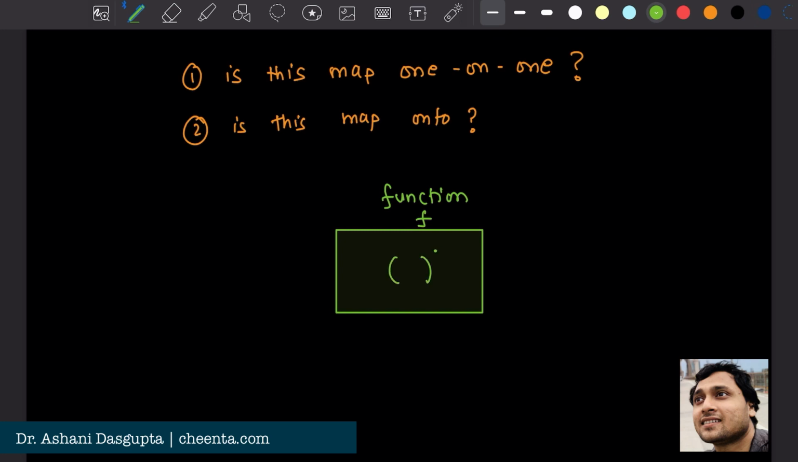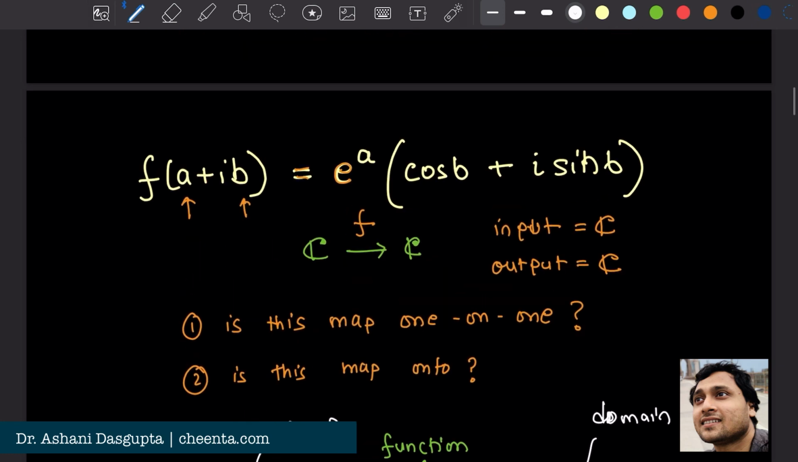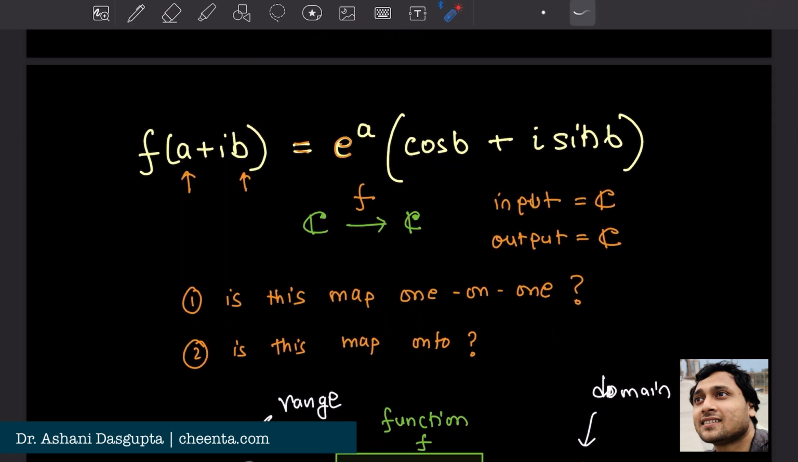It can do things like squaring. So if I input the number 3 here, the output will be 9. So the set of input values, often known as the domain, and the set of output values, often known as the range. In this case, we can choose it to be real numbers. However, we have a function here where the set of input values and the output values are complex numbers.